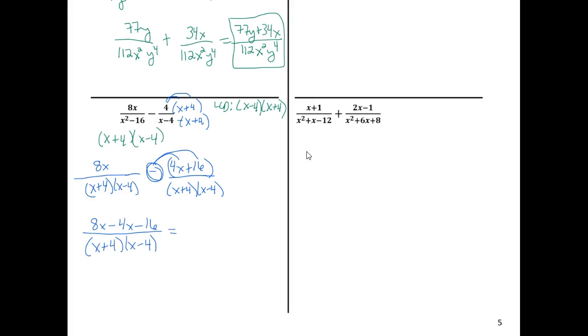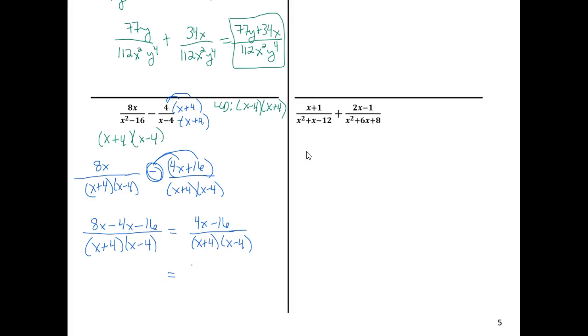And then I combine my like terms. 8x minus 4x is 4x. Still have minus 16 all over. The LCD does not change. After I've added the numerators and kept the same denominator, I factor again to see if anything else divides out.